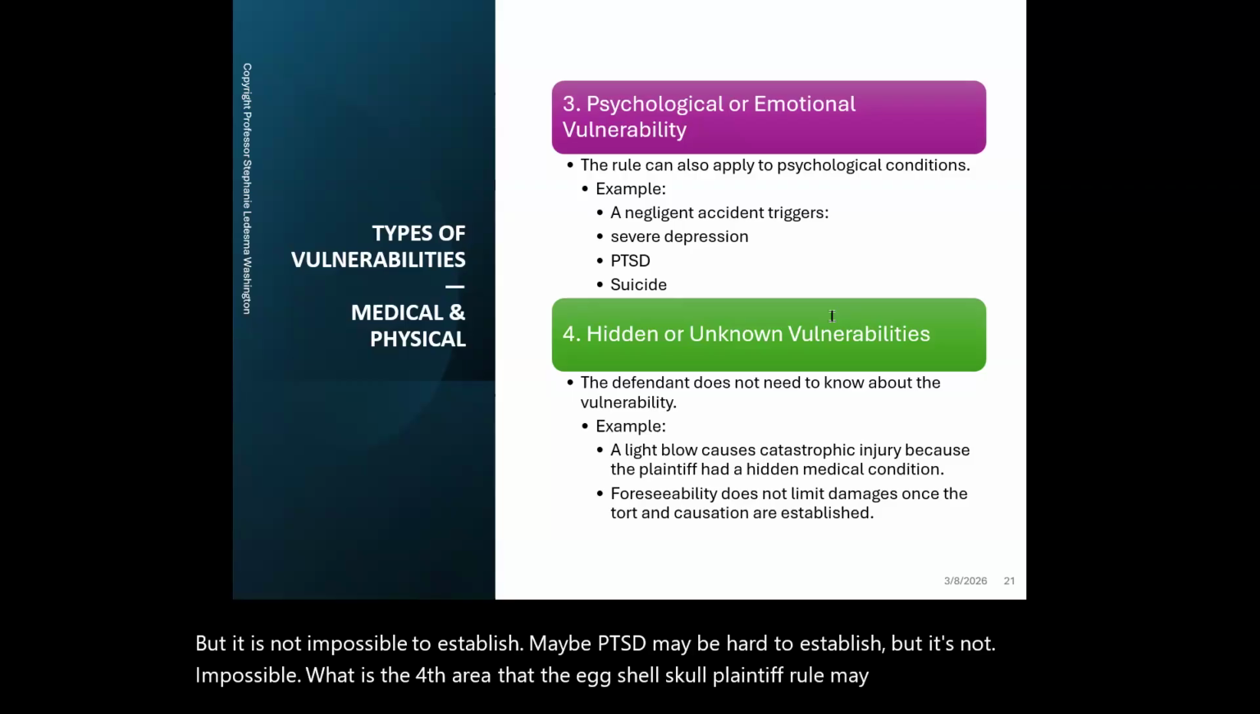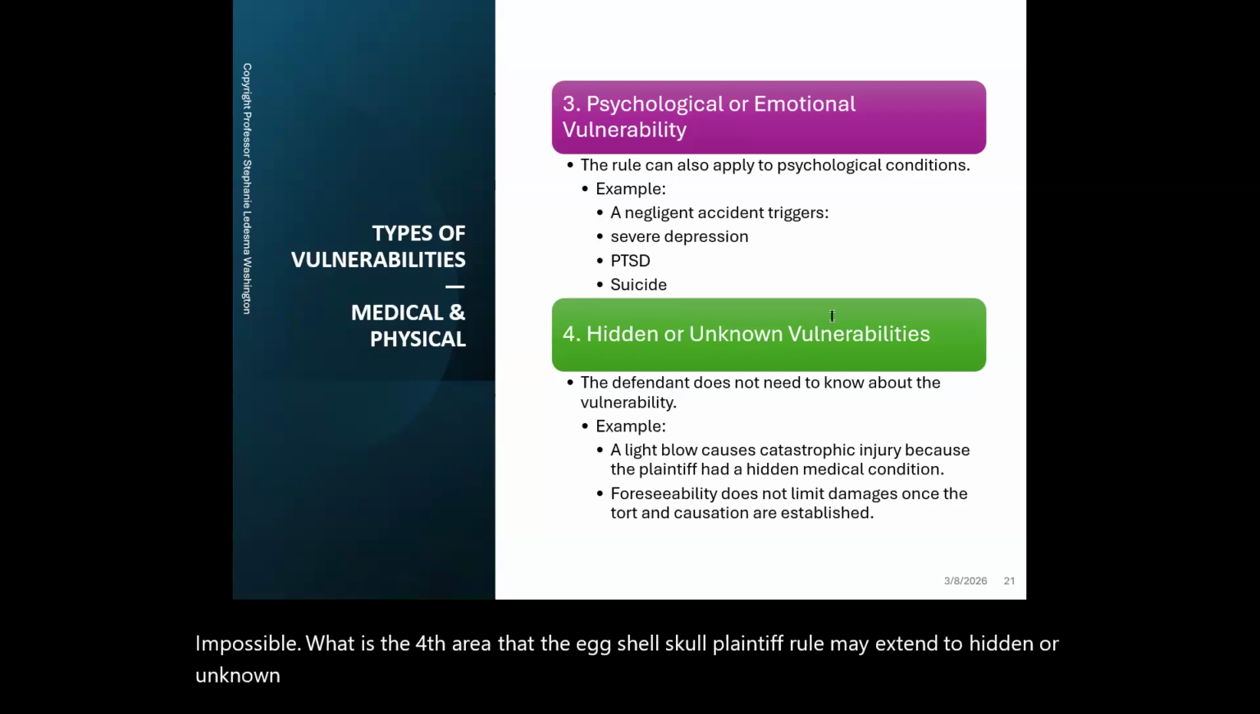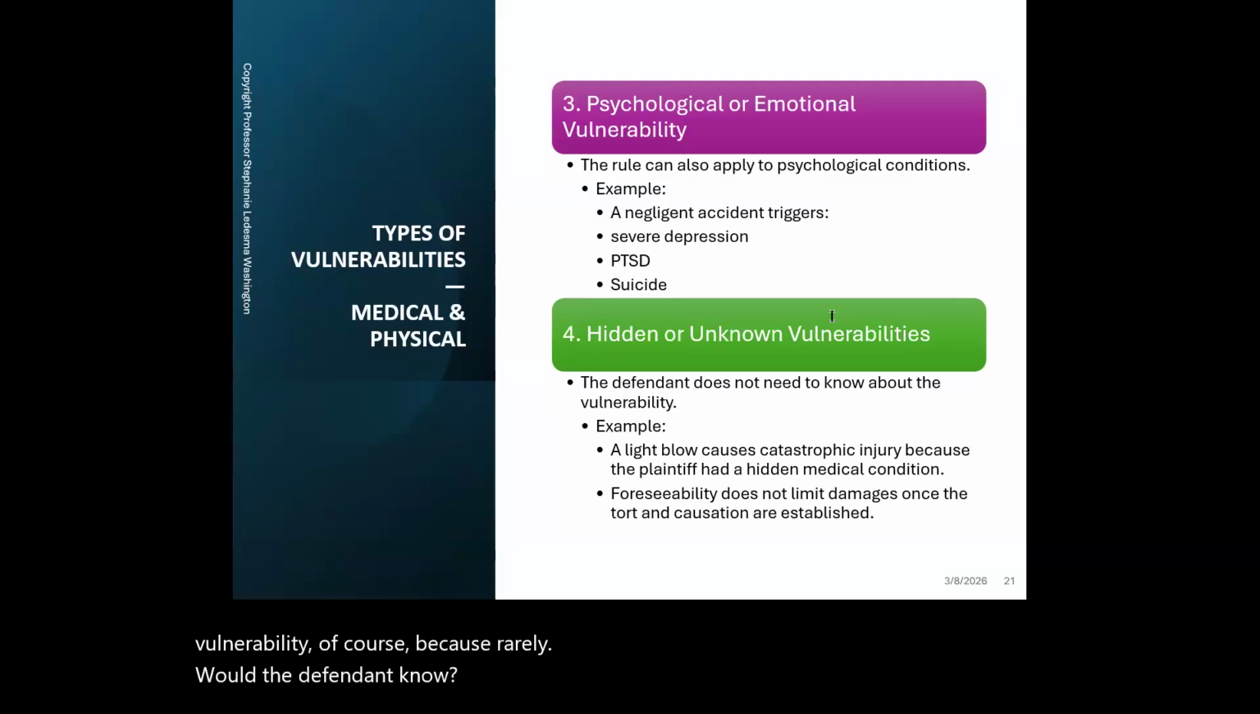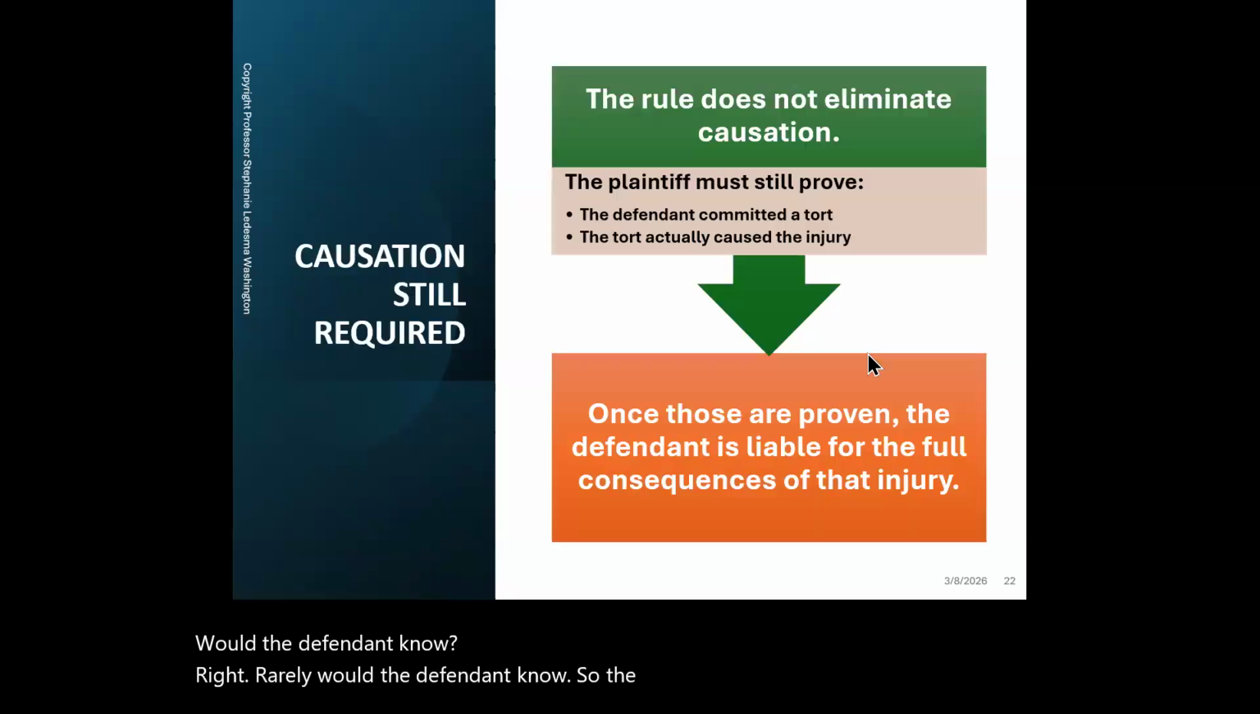Hidden or unknown vulnerabilities. For example, the defendant does not need to know about the vulnerability, of course, because rarely would the defendant know, right? Rarely would the defendant know. So the defendant has no defense in saying, I didn't know.